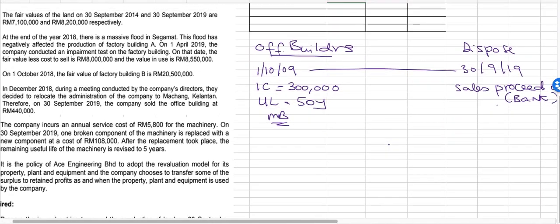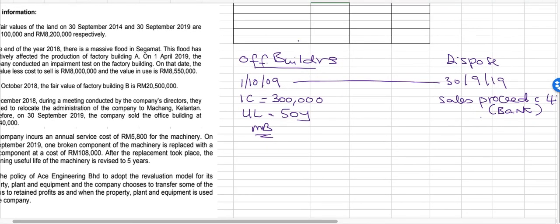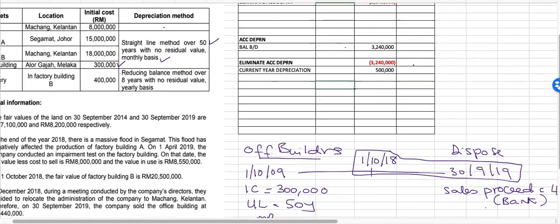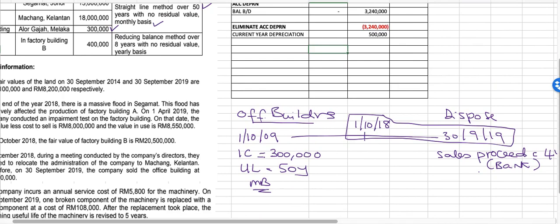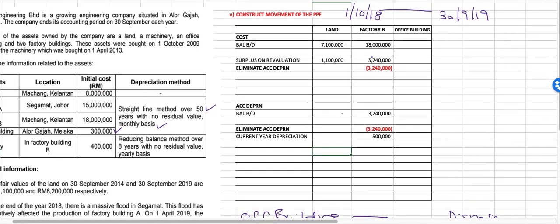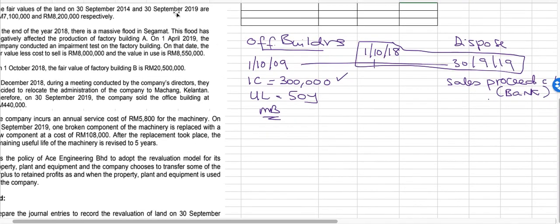So what we need to do is prepare notes from 1st October 18. So this is the current year that we need to report in this table. Of course the balance BD for the office building is the cost here, 300,000. So I put up here 300,000, the cost. What about the accumulated depreciation? So we have to calculate the accumulated depreciation from the day you purchase up to this point.